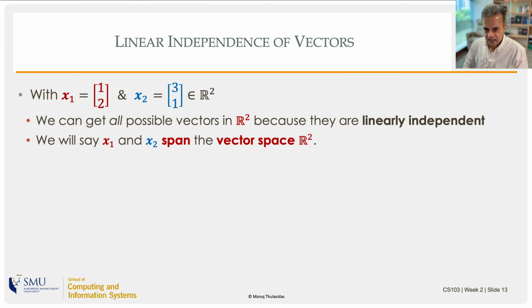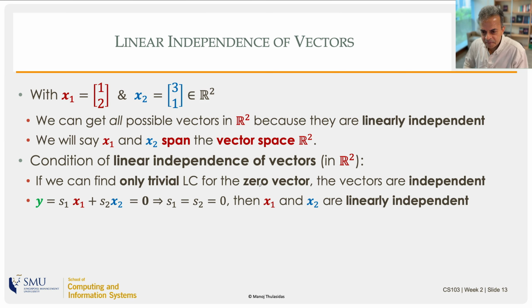In the last example, in the last video, we had a red vector and a blue vector. They were both in R2, and we saw that we could get to all possible vectors in R2 because these two vectors are actually linearly independent. We haven't defined what that means, but we will do that in a second. But the statement that we will make regarding that is that using x1 and x2, we can span all of R2. I'm going to call that the vector space of R2, but that's not very critical right now.